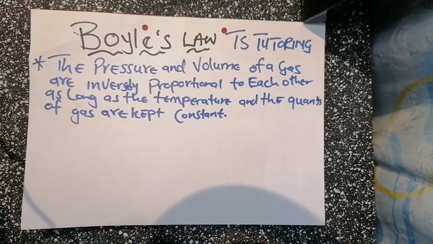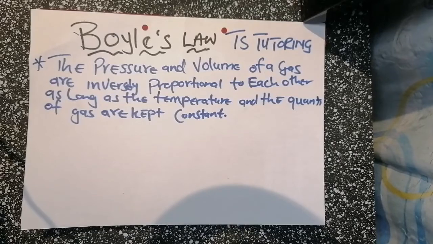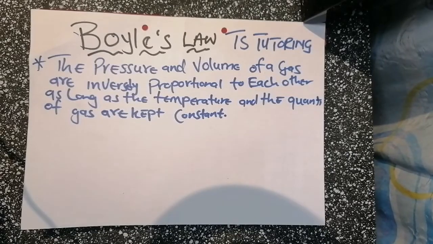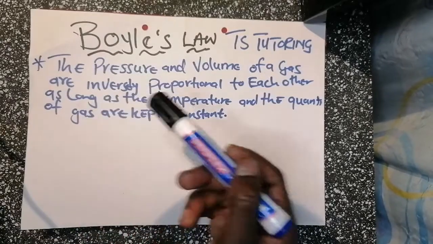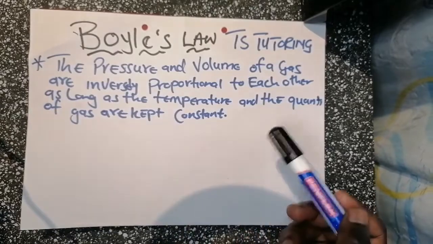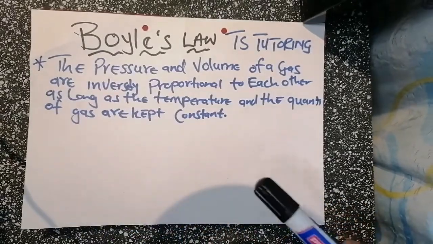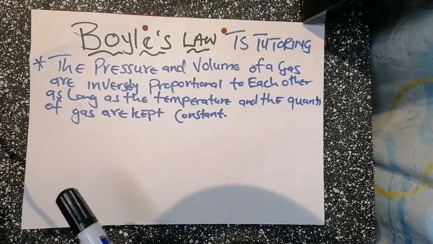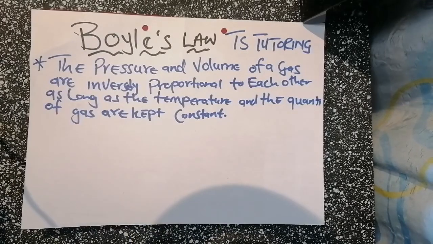So the temperature must be kept constant. I hope it's clear, right? So the relationship is that the pressure and volume are inversely proportional to each other, as long as we keep the temperature and the quantity or the amount of the gas constant, right? So let's draw a diagram to explain what we mean.